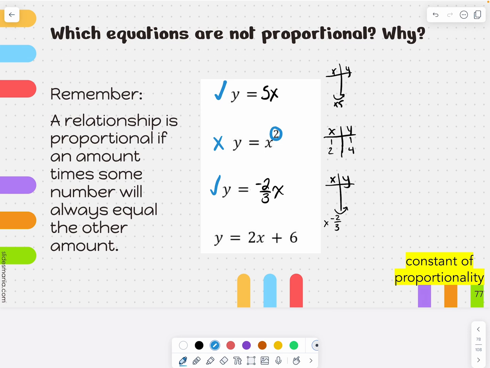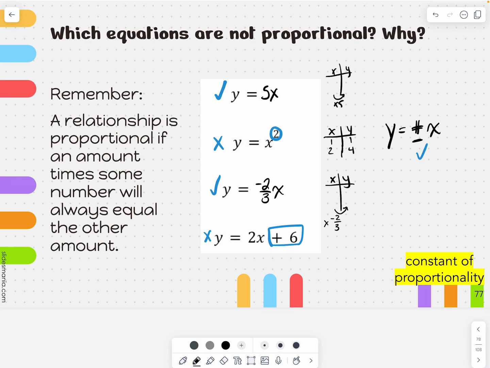The fourth one is not, and it's not because of that addition piece. A few slides ago I said for equations, if you just have a number times x, the number can be a whole number like 5, the number can be a negative, the number can be a fraction, but if you just have a multiplier, if you just have a coefficient, then it is proportional. As soon as you add something into that equation, then it becomes non-proportional. It's not proportional anymore. Okay.